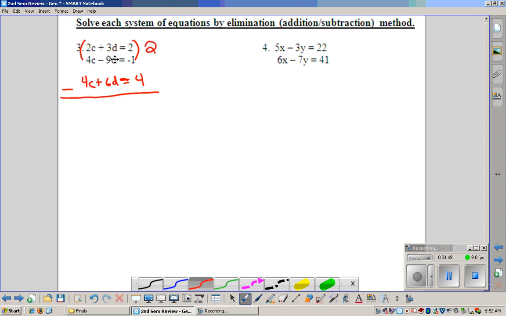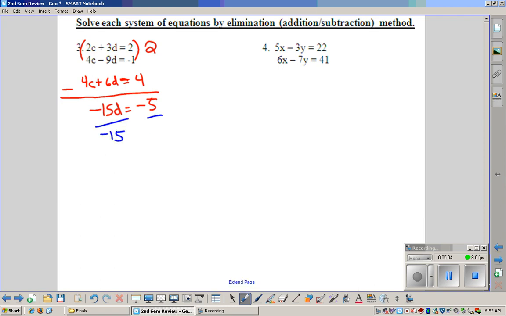Now we have negative 9d minus 6d, that's negative 15d's. And we have negative 1 minus 4 is negative 5. Okay, there's a little equation there. We'll divide by negative 5 to solve for d. And we get 1/3. Now again, that is only half of the answer.